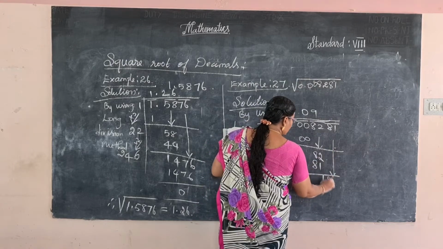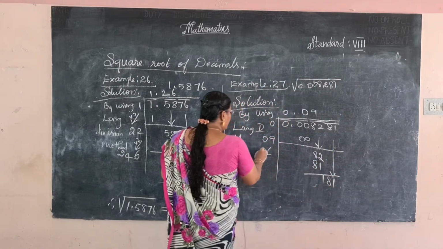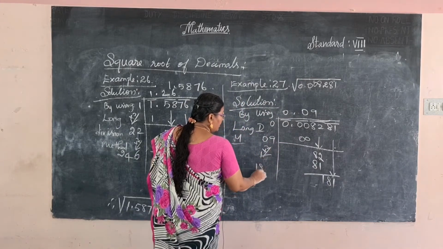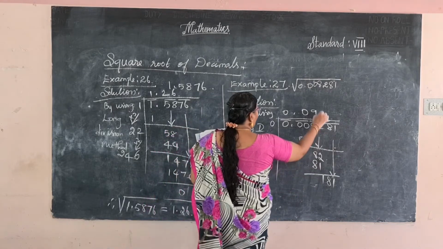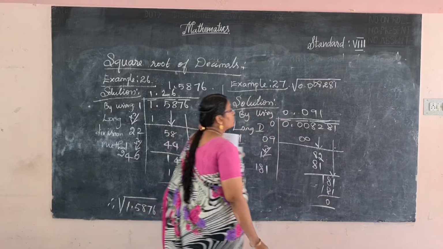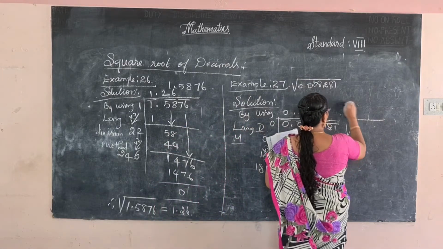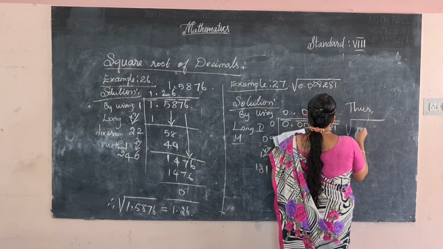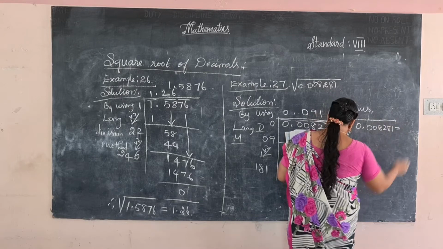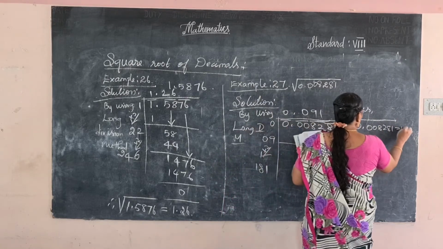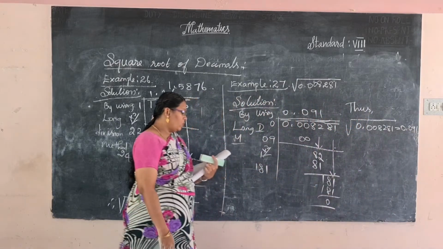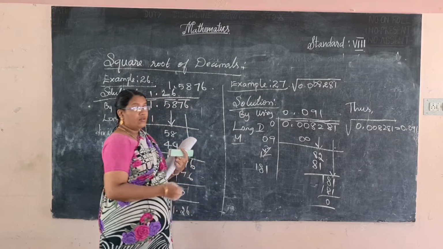Now bring down the next digits, 81. As usual, multiply the divisor by 2. So 9 2s are 18. Which number multiplied gets the value of 181? 1 time, so the remainder will be 0. The square root of 0.008281 is equal to, what is the quotient? 0.091.